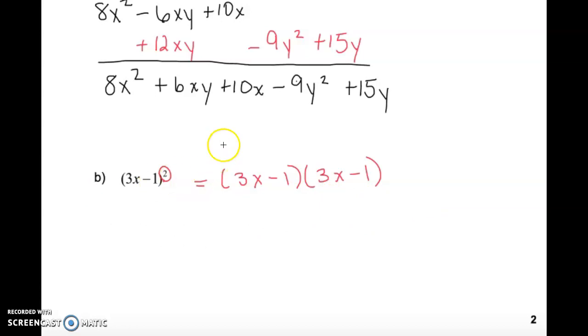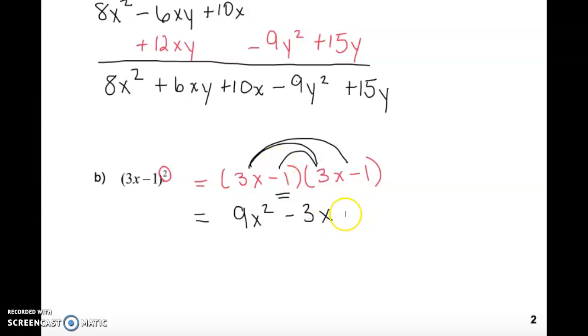So then when we start to multiply, we have 3x multiplied by a 3x, which is going to give us a 9x squared. Then we have a 3x multiplied by a negative 1, so we have negative 3x. We move on to our second term. We have a negative 1 multiplied by a 3x, which gives us negative 3x. And a negative 1 multiplied by a negative 1 gives us a positive 1.